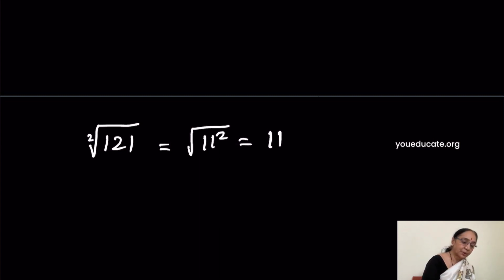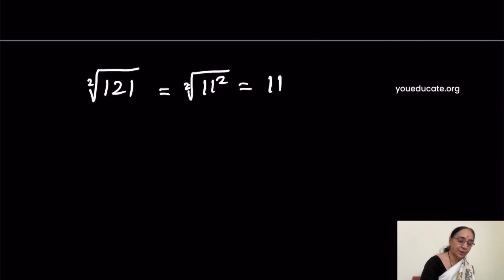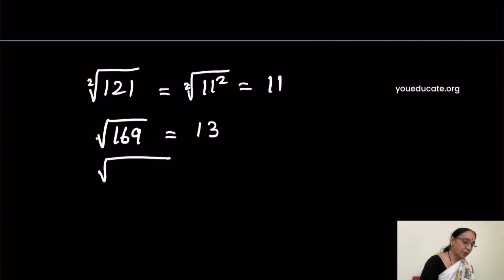Now here you can even write 2 here, which means you are taking the square root, but we don't mention it. It is understood. If no number is mentioned beside this radical, it is 2. So the square root of 121 is the square root of 11 squared, which is 11. Now what is the square root of 169? It is 13.